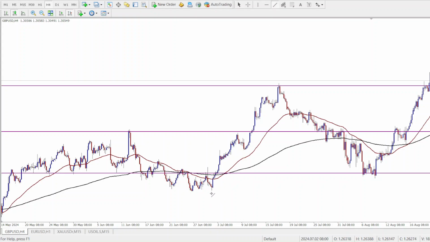And then you might want to use trend lines. Trend lines are also dynamic support and resistance levels. They're going to be very, very helpful. And then you can also consider adding other indicators to your charts just for additional confirmation.